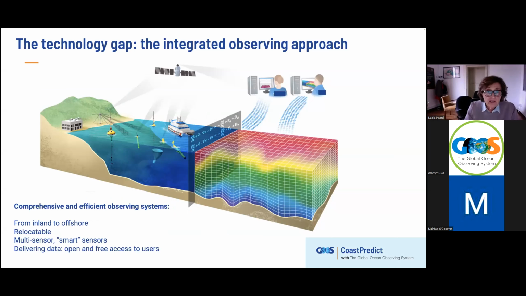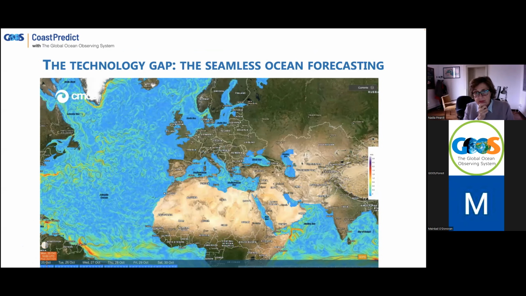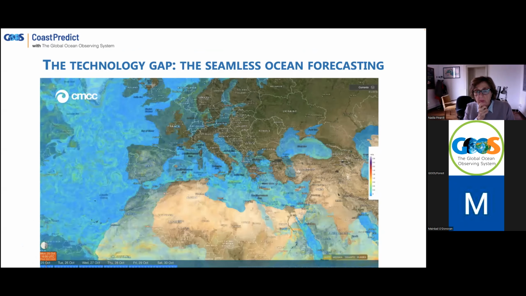Here is an example of how we have to think models and data, observations and models, from inland to offshore. The concepts and the sampling scheme have to be relocatable. It has to be multi-sensors, smart sensors that are even cheap, and then delivering data in real time, as we do now for the open ocean. This is another technology gap which we need to complete.